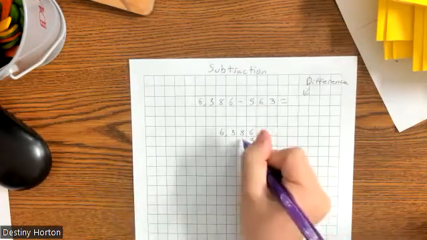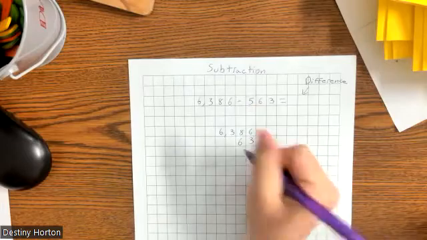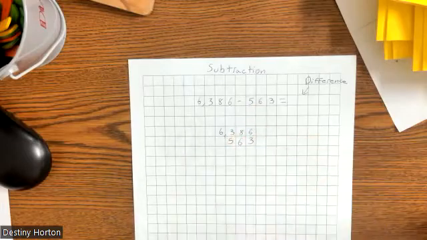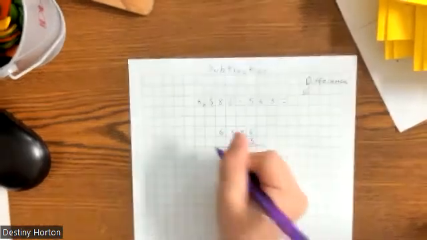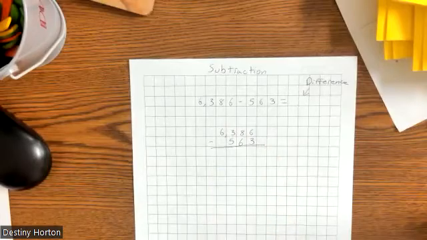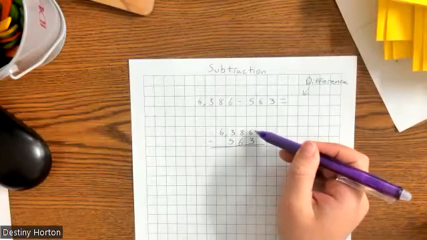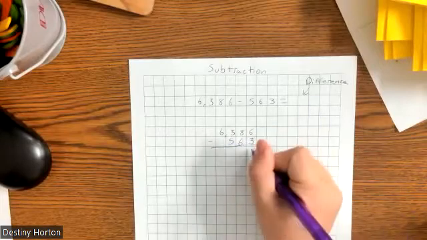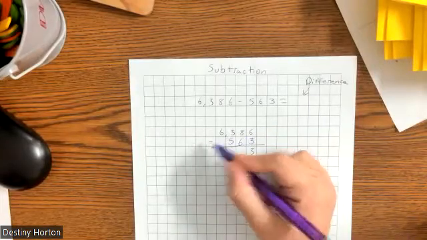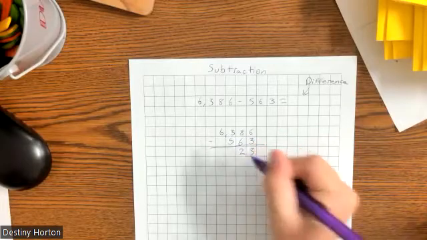Then my 6 needs to go in my tens. And my 5 is in the hundreds place, so it needs to go in my hundreds. Now that I have my problem set up, I'm ready to subtract. Well, we always start with the far right. So 6 minus 3 gives me 3. 8 minus 6 gives me 2.